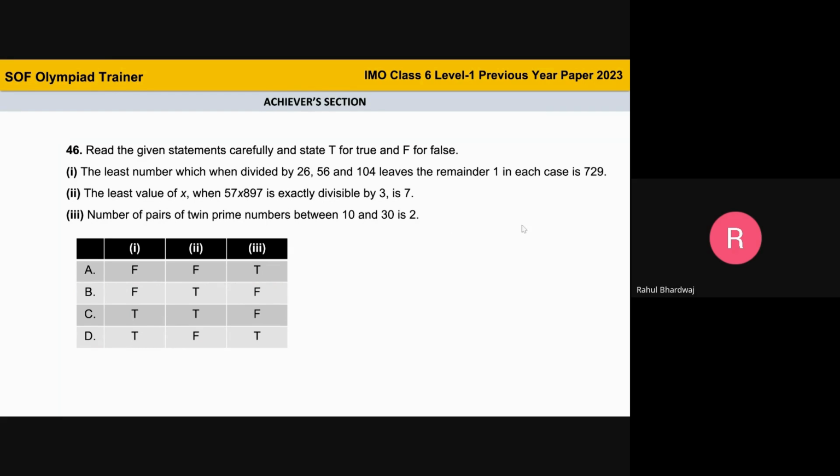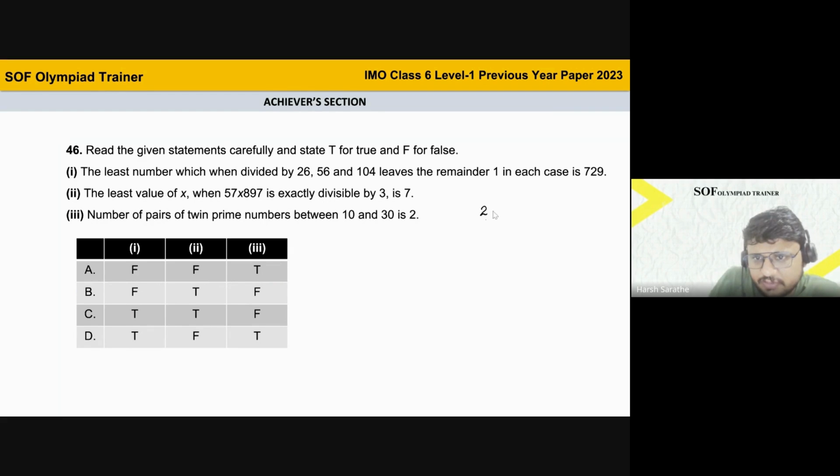So let's take out the LCM. 26, we can break it as two 13s are, and 13 ones are. You can break this 56 as two 28s are, two 14s are, two 7s are, seven ones are. You can break this 104, okay, as two 52s are, two 26s are, two 13s are, and 13 ones are.